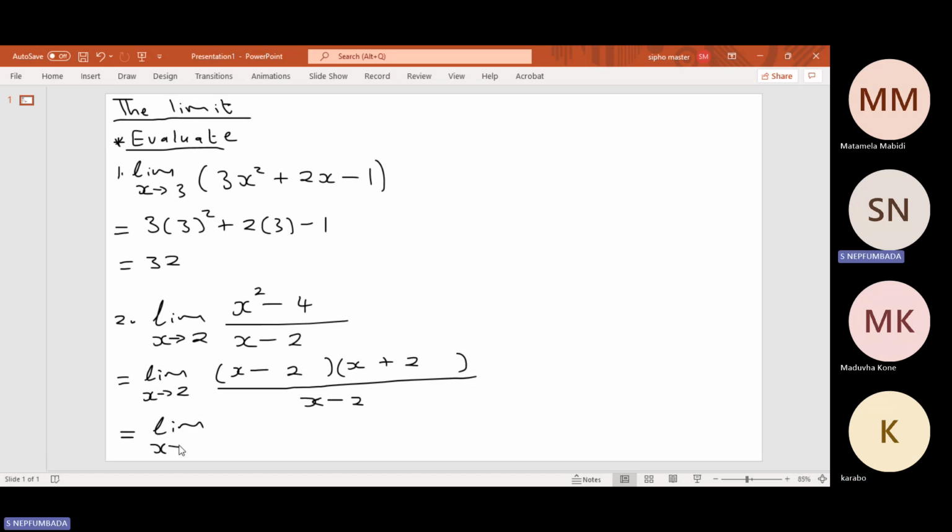The limit of x approaching 2, this one and this one cancel, x minus 2 with x plus 2. Then this is nothing but going to be equal to 2 plus 2. Then you get 4. Is it difficult?